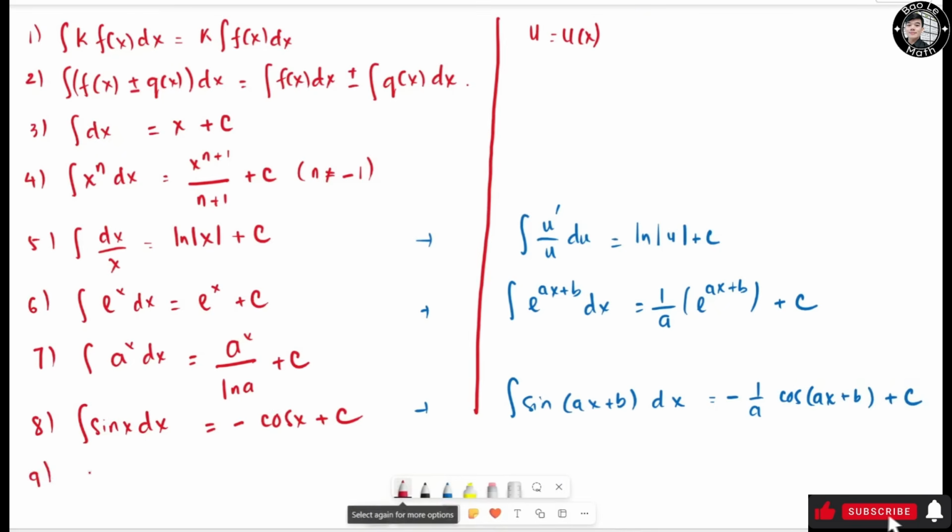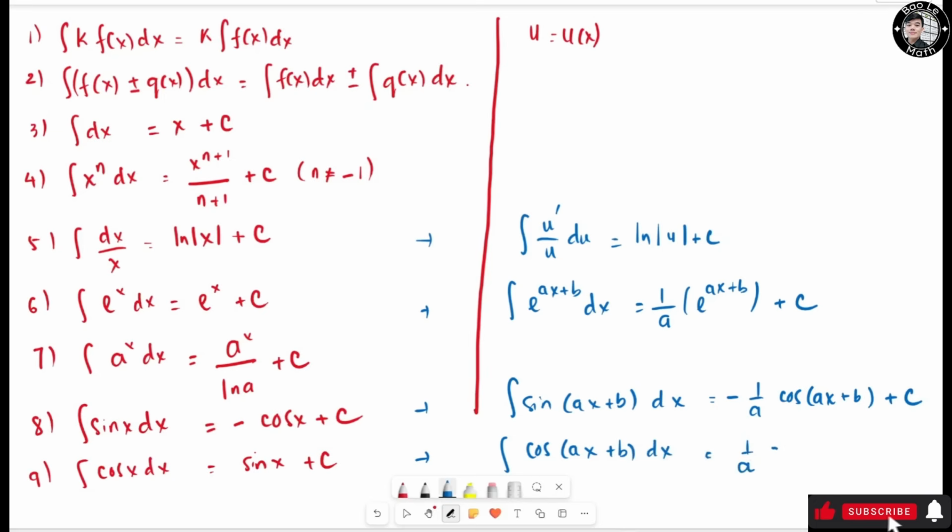Number 9. The antiderivative of cosine s ds is sine s plus c. Similarly, the antiderivative of cosine of (a s plus b) ds is 1 over a times sine of (a s plus b) plus c.